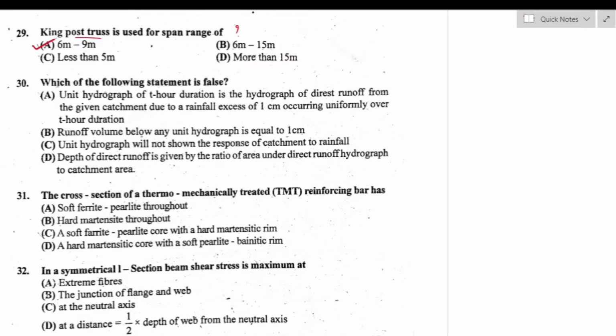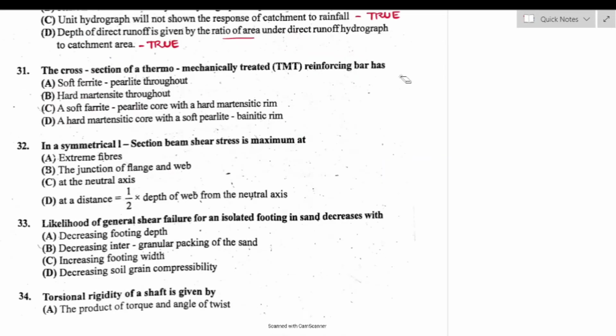Question number 30. Which of the following statements is false? Option A. Unit hydrograph of T-hour duration is the hydrograph of direct runoff from the given catchment due to a rainfall excess of 1 cm occurring over T-hour duration. This statement is false because a unit hydrograph is a hydrograph with a volume of 1 cm runoff resulting from a rainfall of a specified duration and areal pattern. So the right answer is option A.